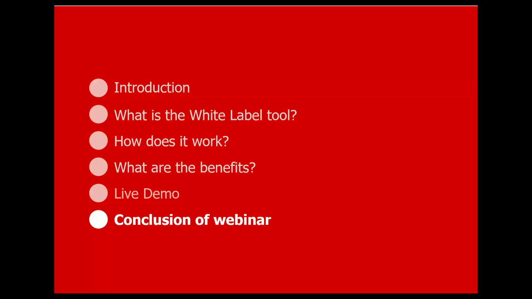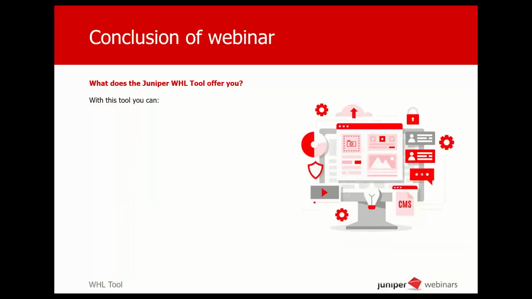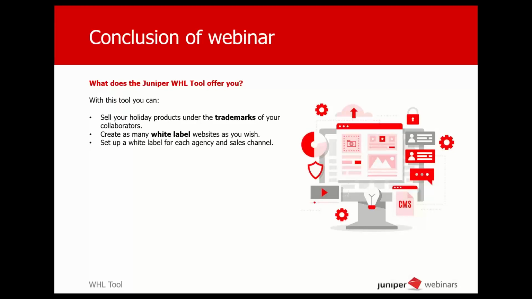So now that we have seen what it is, how it works, and what benefits it could bring you, let's go over a small summary. So what can we do with the Juniper white label tool? We can sell our products using the branding of our partners and of our customers. We can create as many white labels as we deem necessary. We can set up a white label for each of our agencies if required. White labels are generated by replicating the design of the main channel.